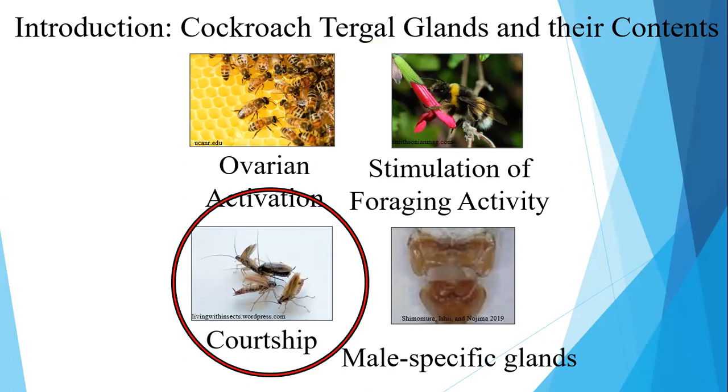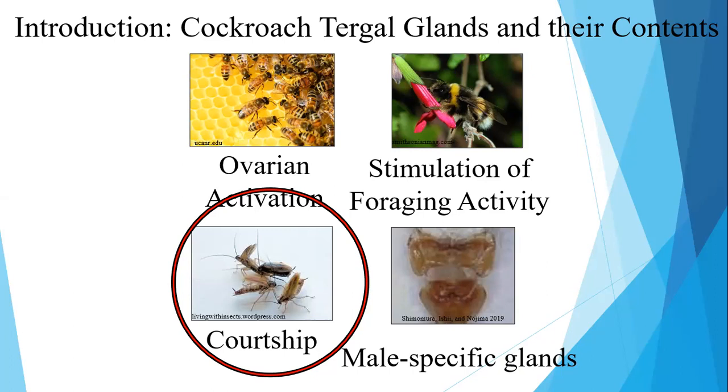Also, Tergal glands in the German cockroach are involved in courtship. So in German cockroaches, the Tergal glands are glands that produce a sugary substance, and the female will consume from the Tergal glands, and while she does so, the male will attempt to mate with her.